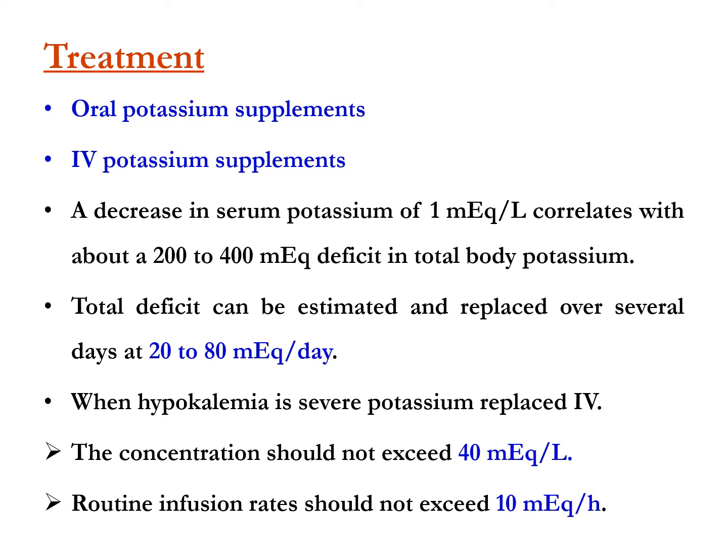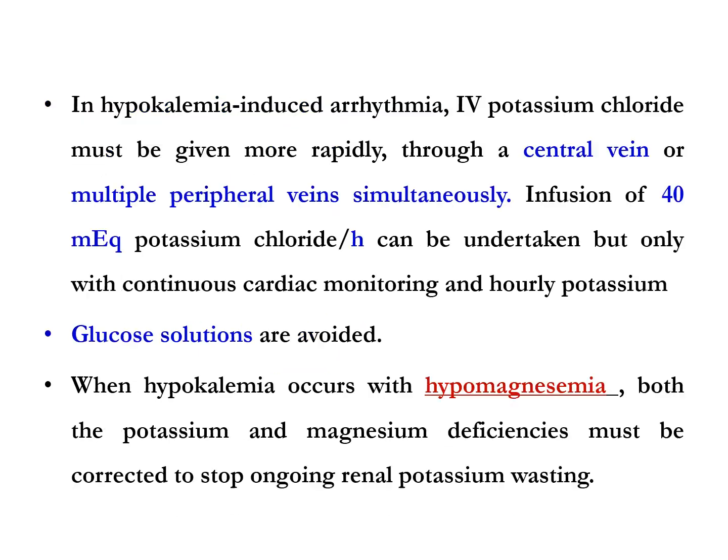When hypokalemia is severe, we must replace potassium through the intravenous route. The concentration shouldn't exceed 40 milliequivalent per liter, and the infusion rate shouldn't exceed 10 milliequivalent per hour, except in severe cases when hypokalemia-induced arrhythmia is present. Intravenous potassium chloride must be given more rapidly through a central vein or multiple peripheral veins simultaneously. Infusion of 40 milliequivalent potassium chloride per hour can be undertaken, but only with continuous cardiac monitoring and hourly potassium estimation. Glucose solutions are avoided.